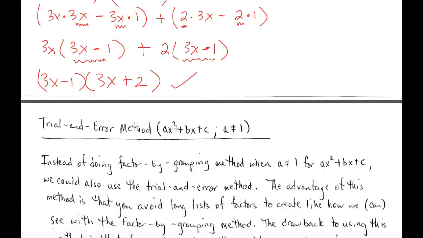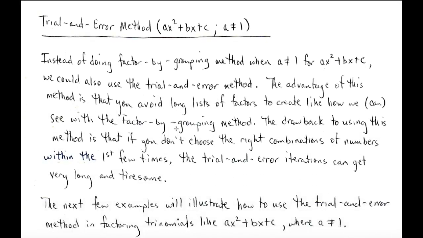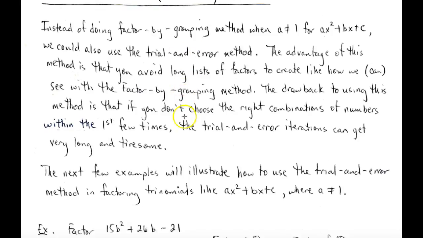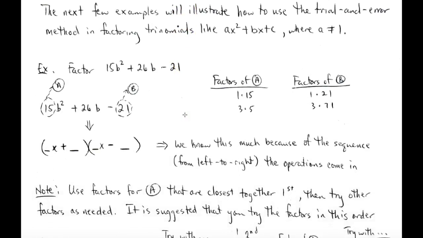All right. So now we move on and we say, all right, well, we notice that we can do this by factor by grouping, but we could also do the trial and error method for the same kind of situation. And so again, when we do this, the caveat is that we have to try out a lot more things if we don't pick the right thing the first time. Okay.